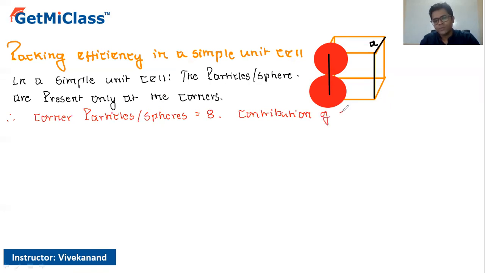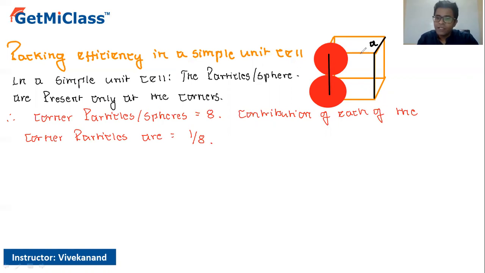If we consider all these corners, there are 8 corners, and the contribution of each of the corner particles is 1/8. Why is it 1/8? Because these corners are shared by 8 adjacent unit cells, 4 in one plane and 4 above or below the plane. So the contribution is 1/8 of each of these particles.